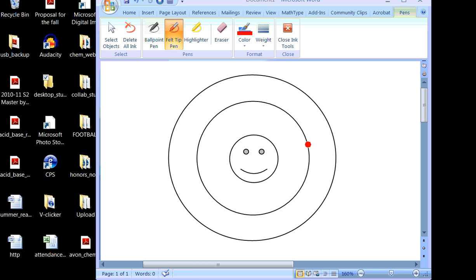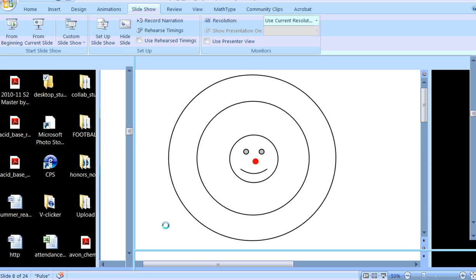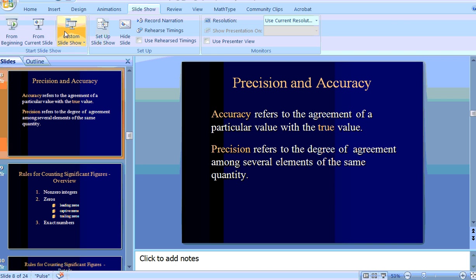So when we talk about accuracy, if we fix the sight and we aim at the bullseye and fire off a shot and hit it, it's accurate. That's the true measurement right here, and we're actually hitting the spot that we're aiming at. So the difference between precision and accuracy, you got it right there.